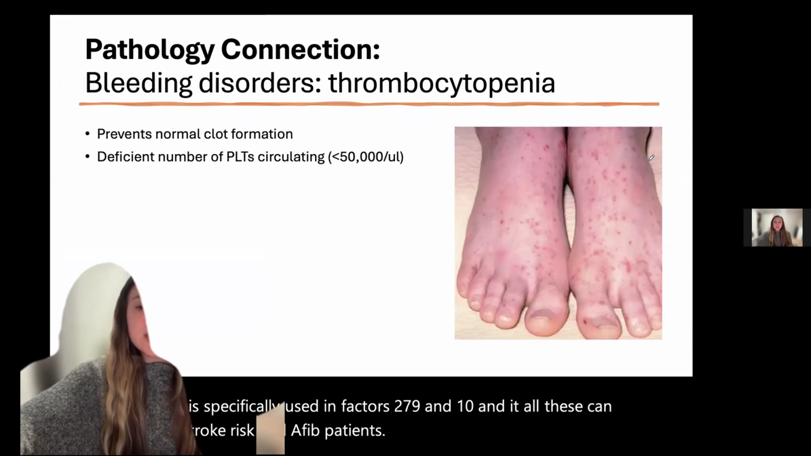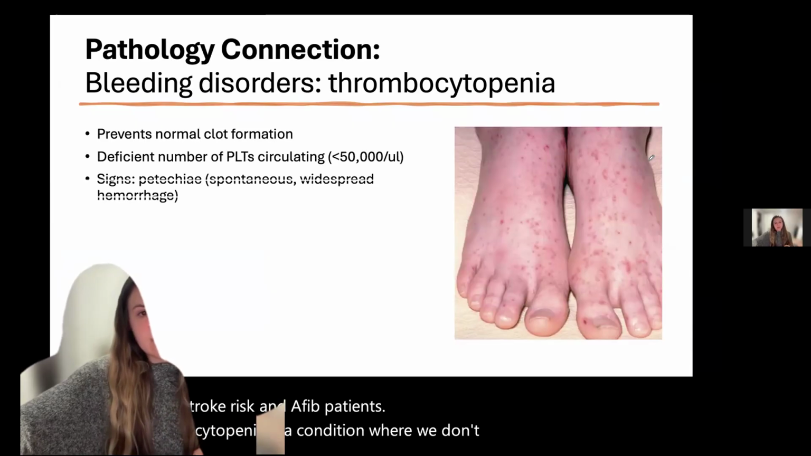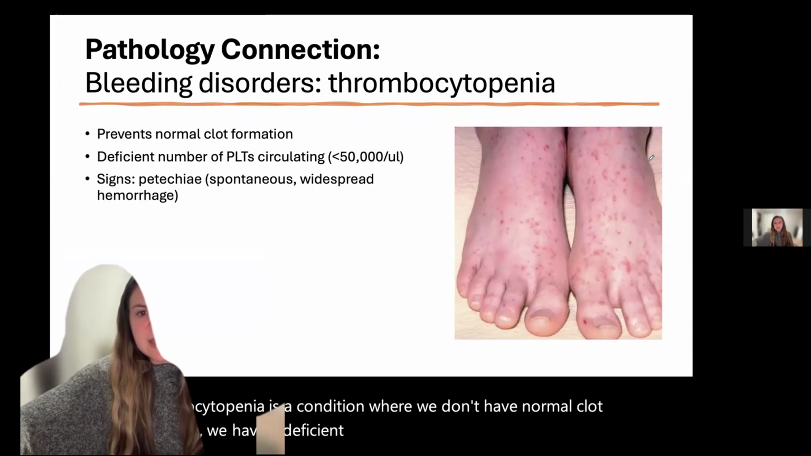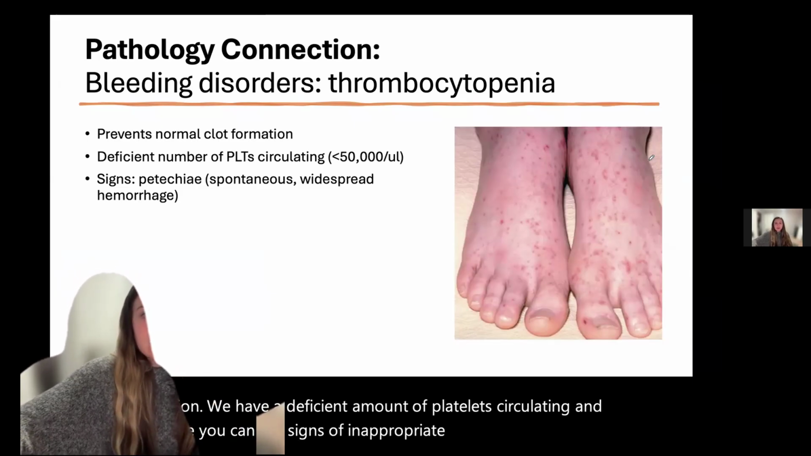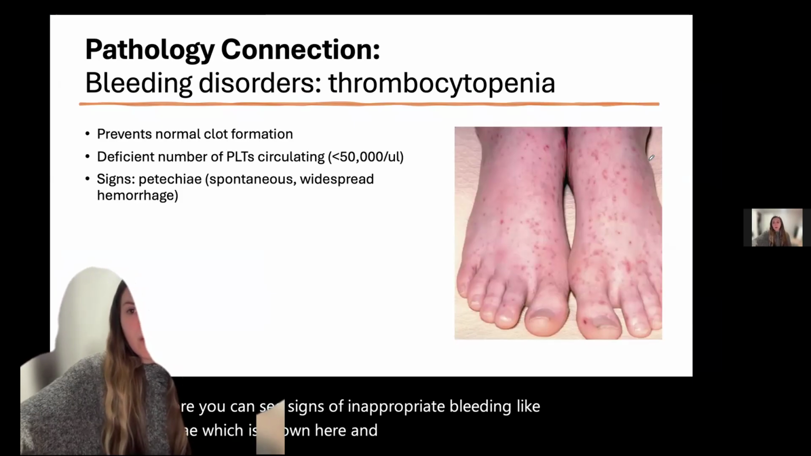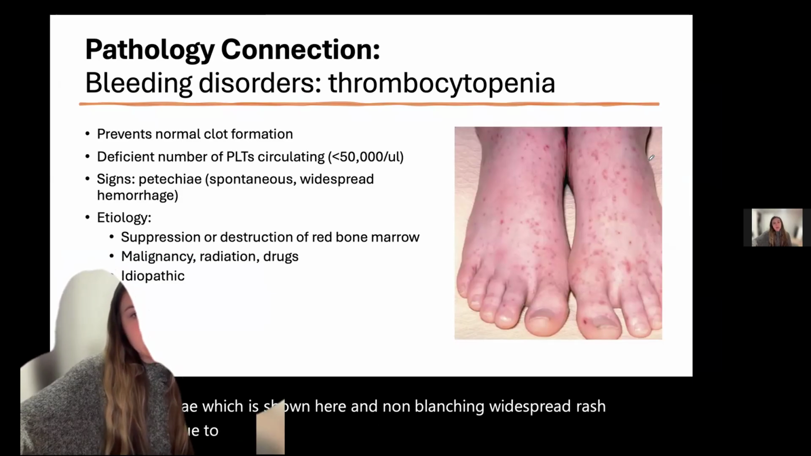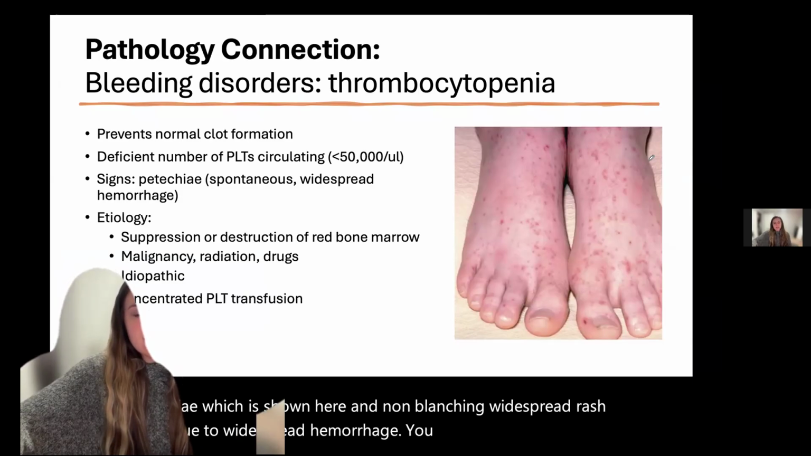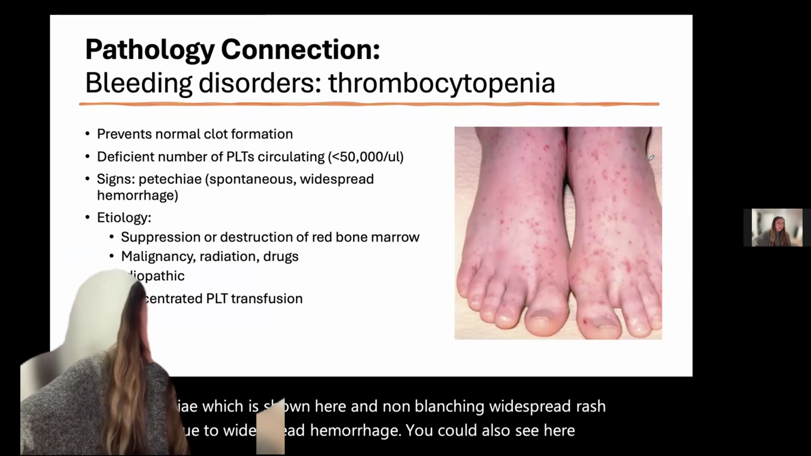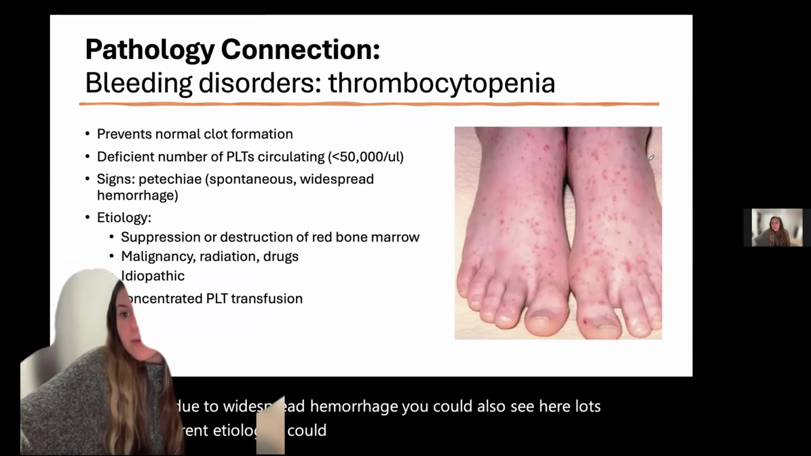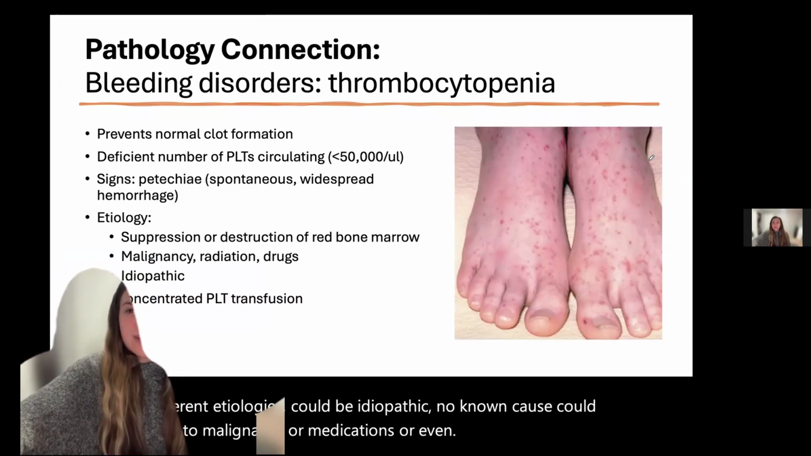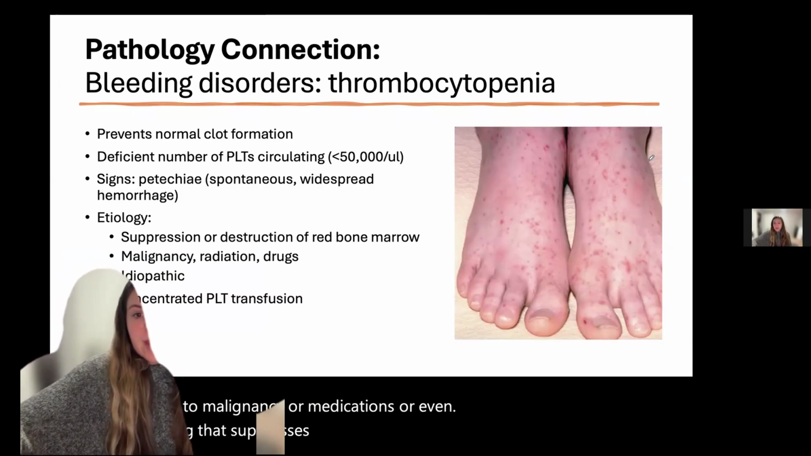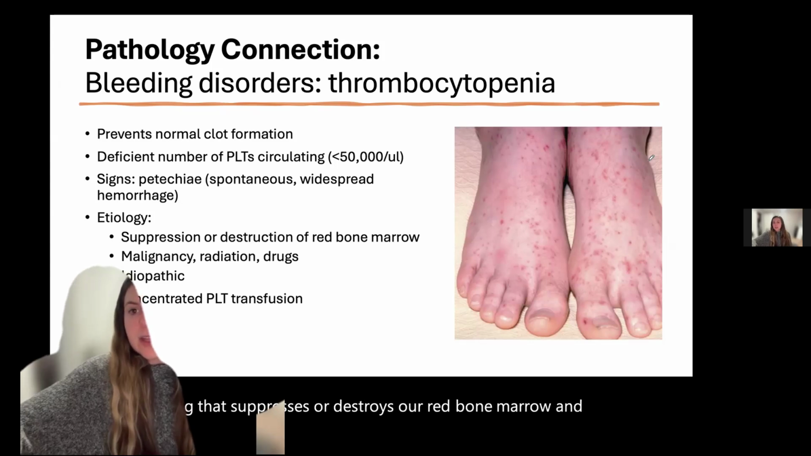Thrombocytopenia is a condition where we don't have normal clot formation. We have a deficient amount of platelets circulating, and therefore you can see signs of inappropriate bleeding, like petechia, which is shown here, and non-blanching widespread rash. That's due to widespread hemorrhage. You could also see here lots of different etiologies. It could be idiopathic, no known cause, could be due to malignancy or medications, or even anything that suppresses or destroys our red bone marrow. And patients who have this have a concentrated platelet transfusion.